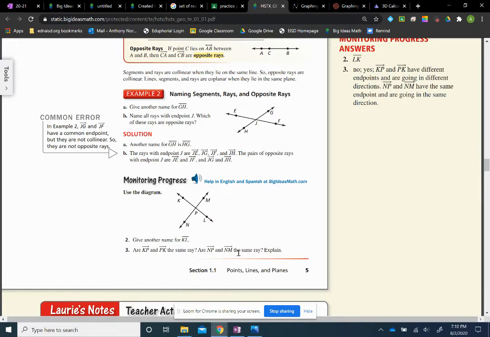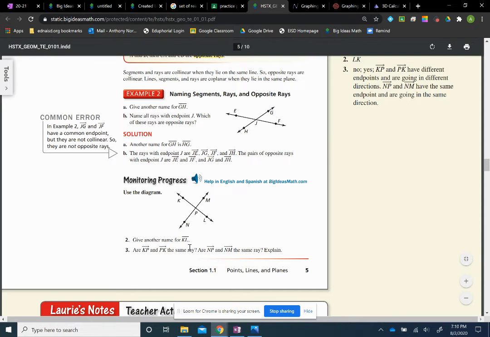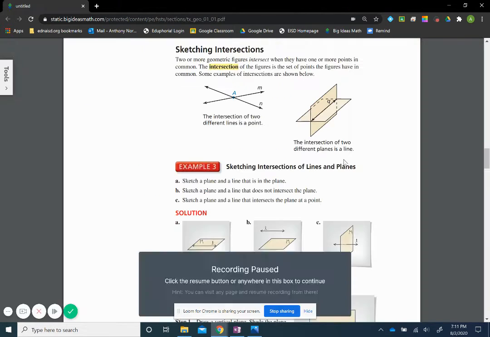Our NP and NM. There's the explanation. So, another jump cut, and we'll be back to the lesson.